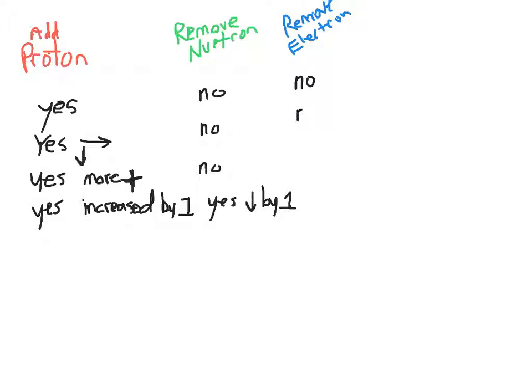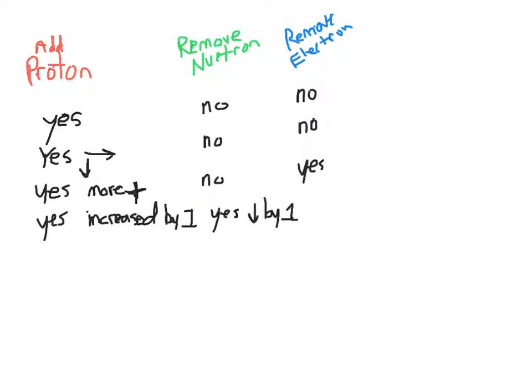Did the position on the table change? No. Did the charge change? Yes. What happened? It became less negative, or more positive. Depends on what you had in there already, right? It could become less negative or more positive if you remove an electron. And did the mass change? No.